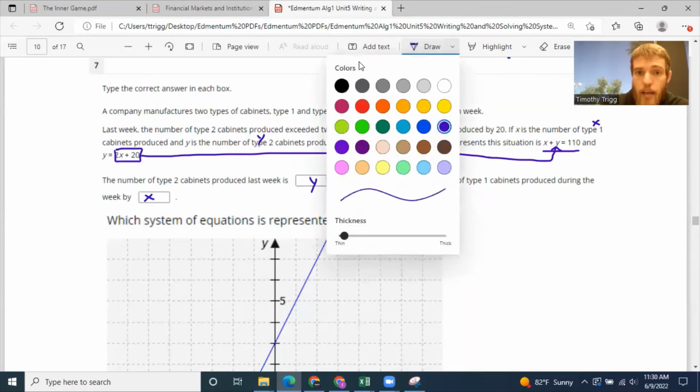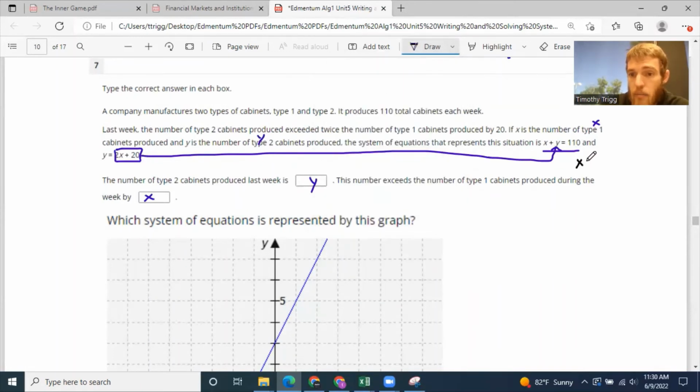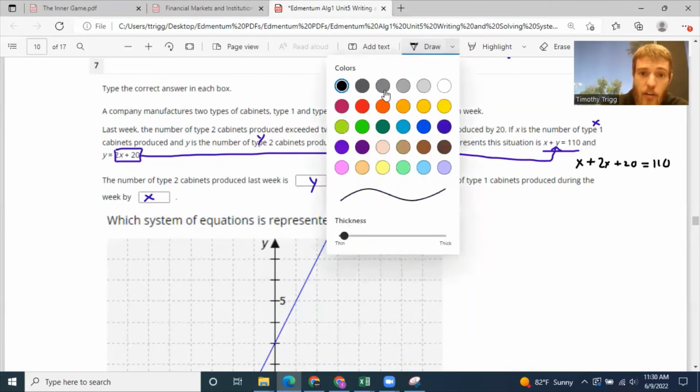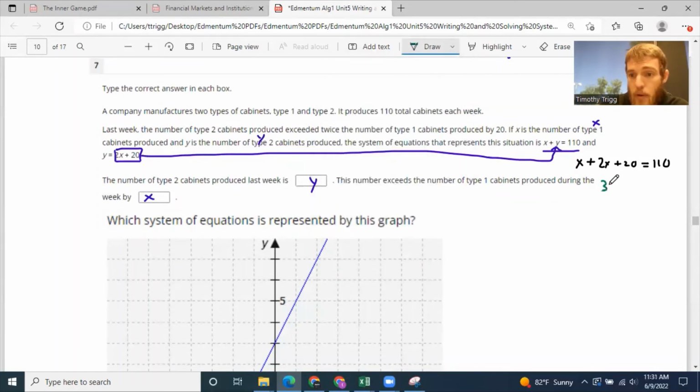Well, it'll now look like x plus, what's the value of y? 2x plus 20 equals 110. We can combine these x's together. X plus 2x gives us 3x. So it's 3x plus 20 equals 110. Go ahead and finish solving for x, and that value will go here. Then once you get the value of x, plug it back into this equation, replace the x with whatever you get, and then find the value of y.